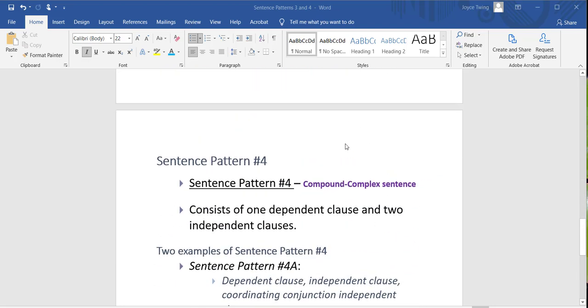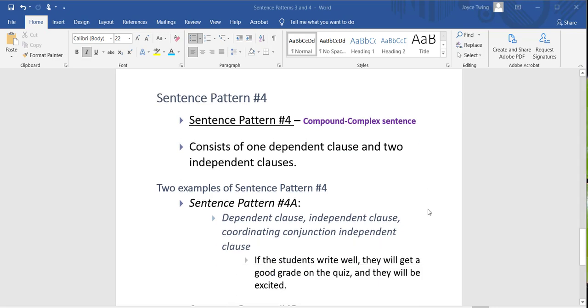All right, this is sentence pattern 4. Sentence pattern 4 has the most moving parts. I'm not going to say it's difficult. It's not difficult. And some of you write this, but again, people who write this typically don't punctuate it correctly. So sentence pattern 4 is called a compound complex sentence. The reason why is not to be scary, but because it is a compound sentence, which we already know means it has 2 independent clauses, and it's a complex sentence because it has 1 dependent clause. So it has a dependent clause and 2 independent clauses. Compound, complex.